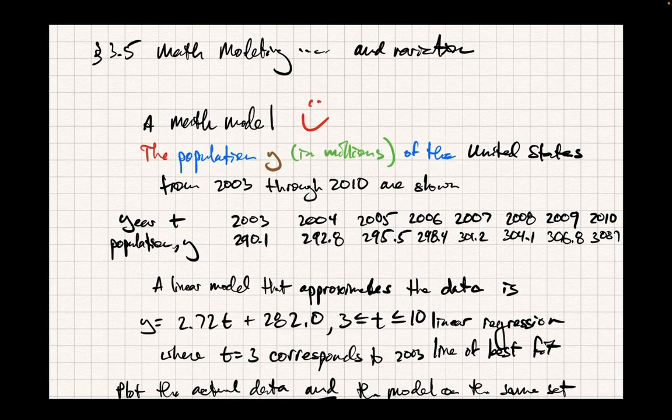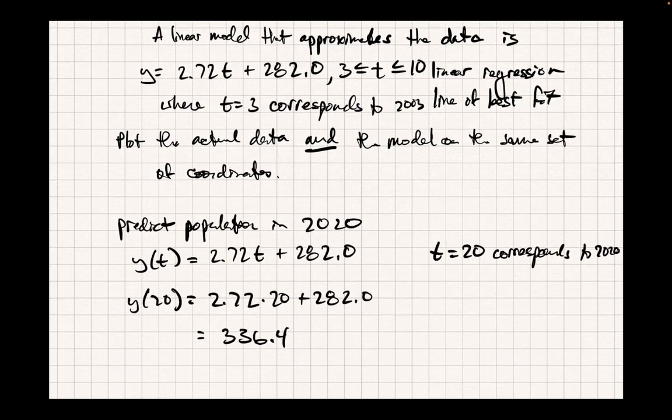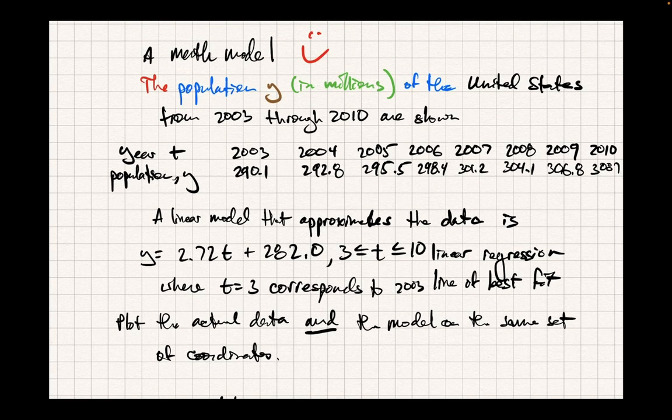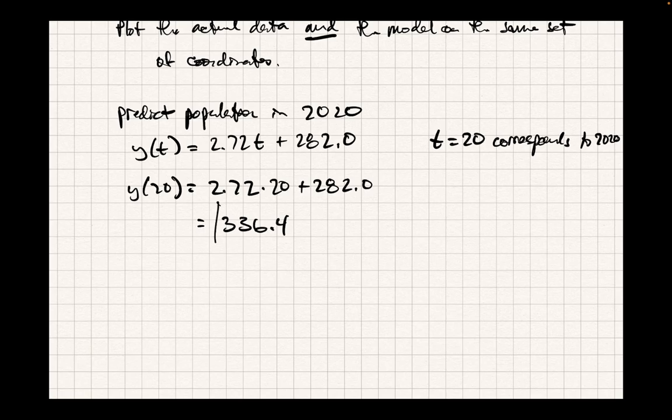So if you look back, the problem tells you that this data models in millions of people. So t is a little bit funky because it's 3 instead of 2003, and y is a little bit counterintuitive or specific in a weird way because it's not 290.1 people. So if you get 336.4, I tend to think that's a reasonable answer because of the way the numbers are going. I'm not mad at 336.4, but I would not give that full credit.